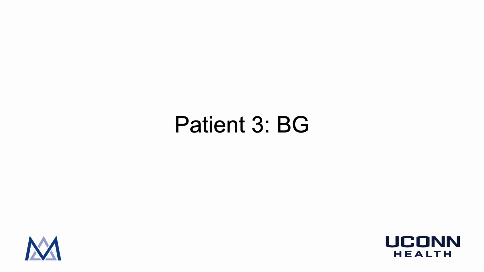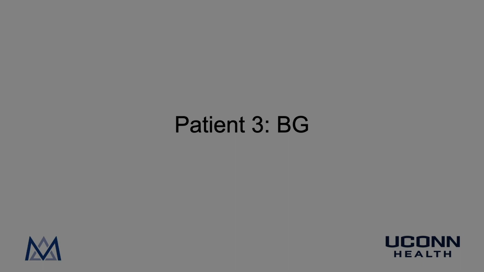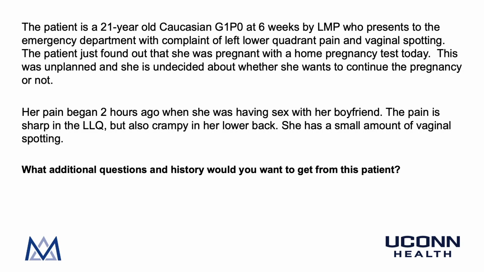So let's start off with patient number 3, BG. BG is a 21-year-old Caucasian G1P0 at 6 weeks by her last menstrual period who presents to the emergency department with a complaint of left lower quadrant pain and vaginal spotting. The patient just found out that she was pregnant with a home pregnancy test today. This was unplanned and she is undecided about whether she wants to continue the pregnancy or not.